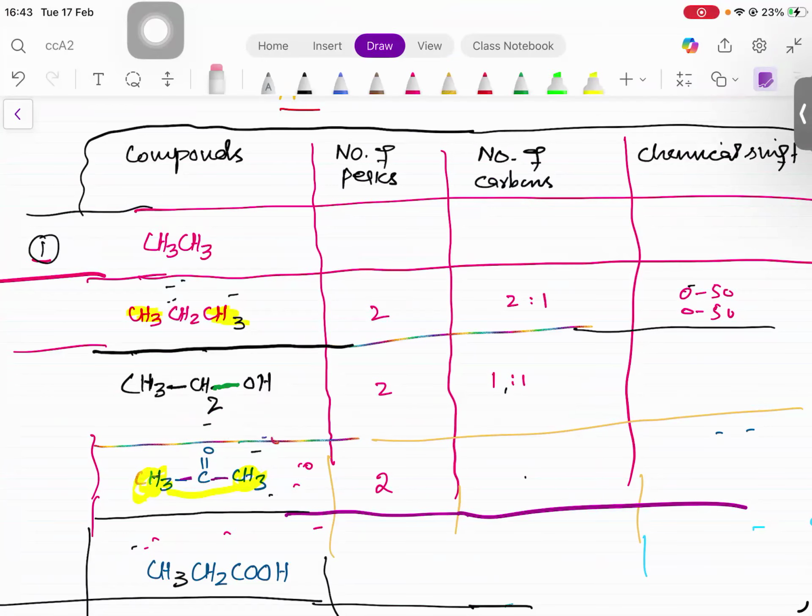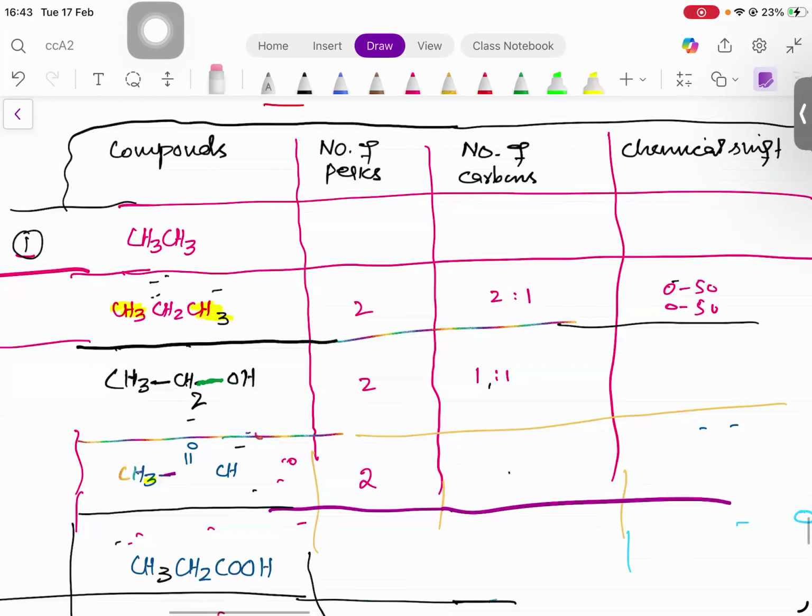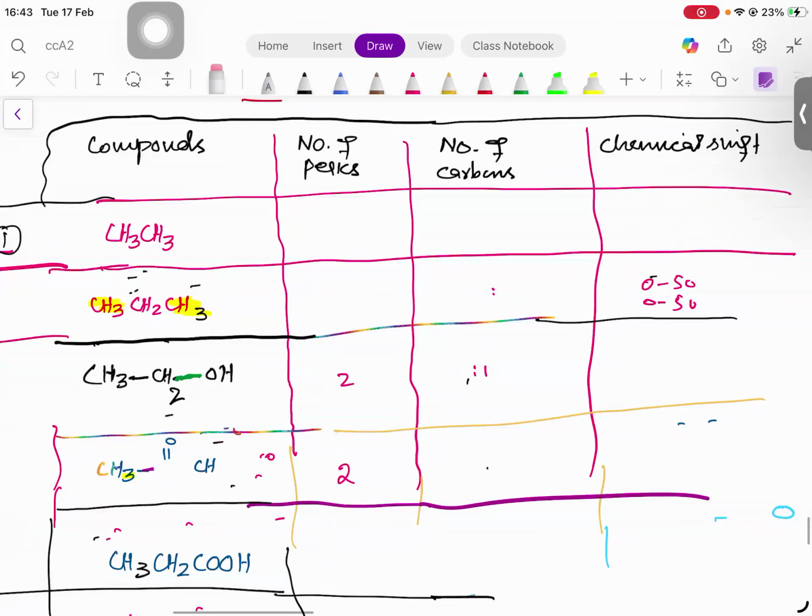Please look at this table. Compound, number of peaks, number of carbons contributing towards that peak, and chemical shift value. I'll ask you one by one. You have to draw these molecules with you.